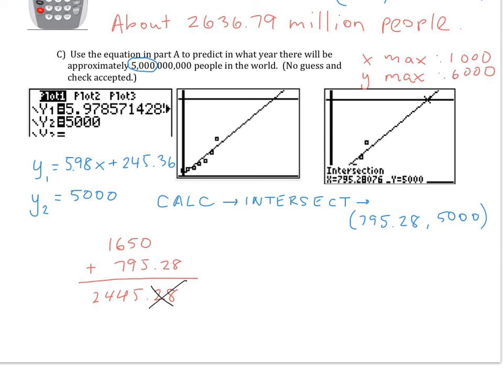So it's in the year 2,445. And it's only 2,445 because it's only a fraction of the way through, that 0.28. So I don't worry about that. I'm simply focused on what year. So there is our year.